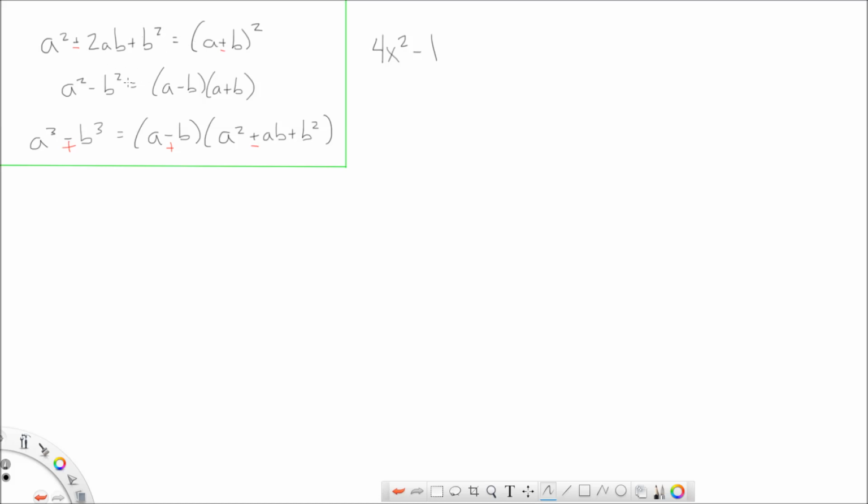The second one is the difference of squares. If you have a squared, which is some perfect square, minus b squared, which is a perfect square, you factor it as a minus b times a plus b. So be on the lookout for that.